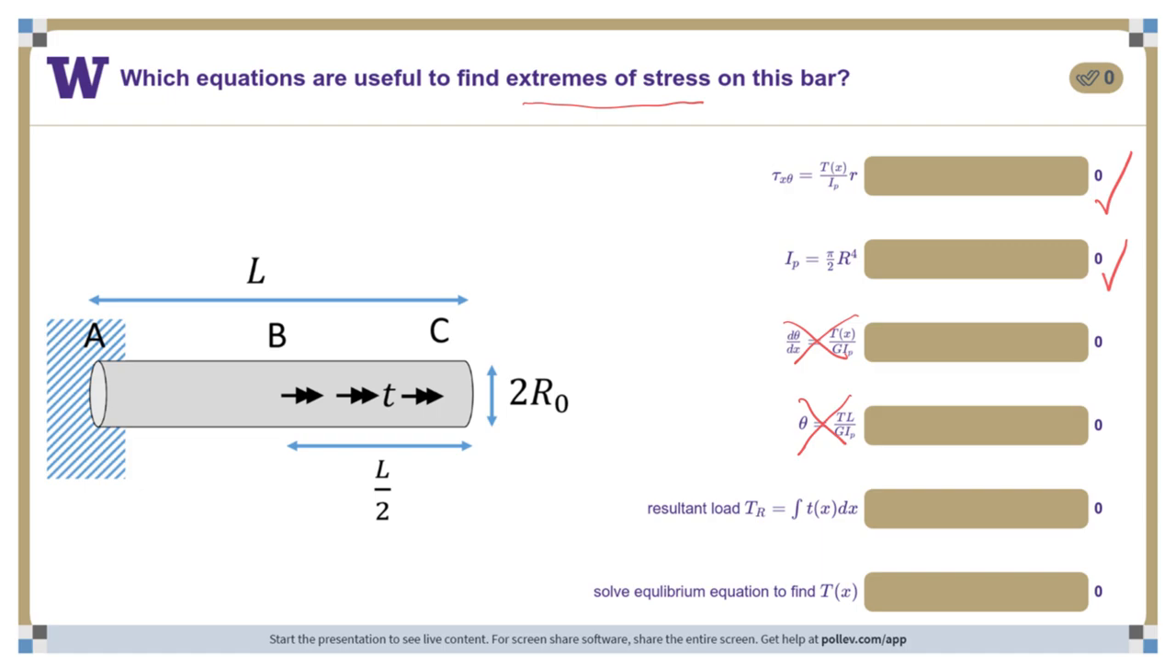Now, in this case, we aren't given the internal torque or even a concentrated torque, so we also have to use an equation to help us calculate the resultant torque from the distributed torque, although we'll use a simpler version of that. And then we'll also need to solve the equilibrium equation to find T of x. So we know these are some steps we'll have to take and equations we'll need to use.